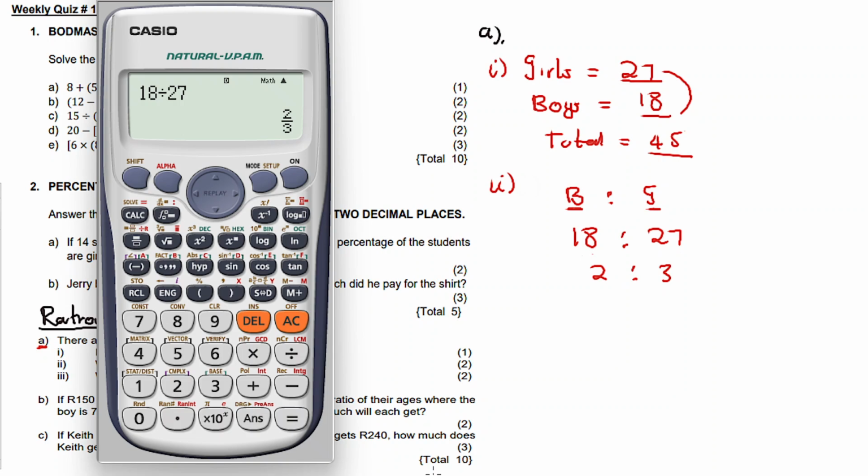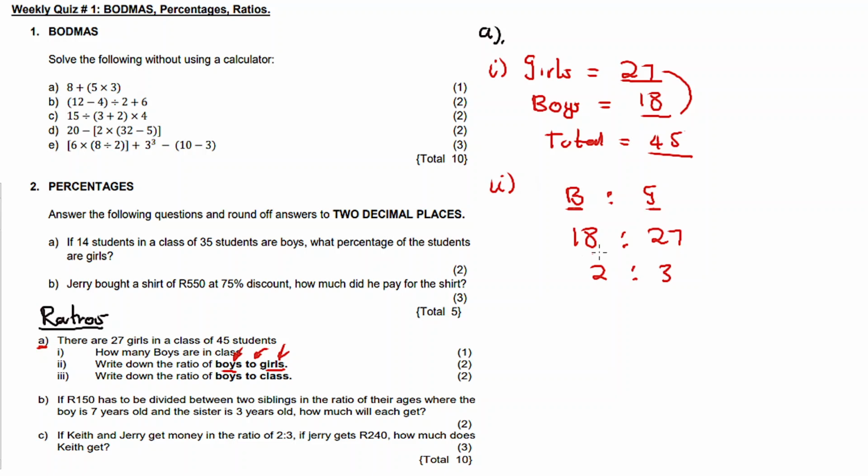On the calculator, I divided 18 by 27. So the 18 is the numerator, 27 is the denominator. So simplified, it's 2 over 3. The 2 is for the 18, the 3 is for the 27. So simplified, it's 2 over 3, right? So this is your simplified ratio.